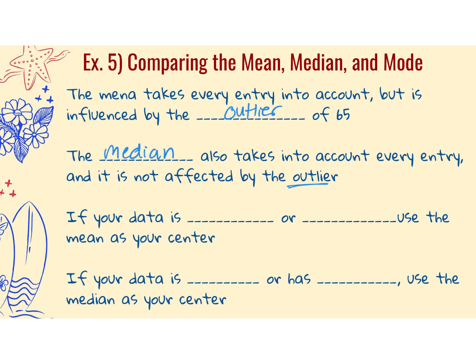So there's a way that we decide if we're going to use the mean or the median. If your data is what we call symmetrical, or it is uniform, you use the mean as your center. But if your data is what we call skewed, or it has an outlier, we're going to use the median as our center. On the next few slides, we're going to see what symmetrical, uniform, and skewed all mean.